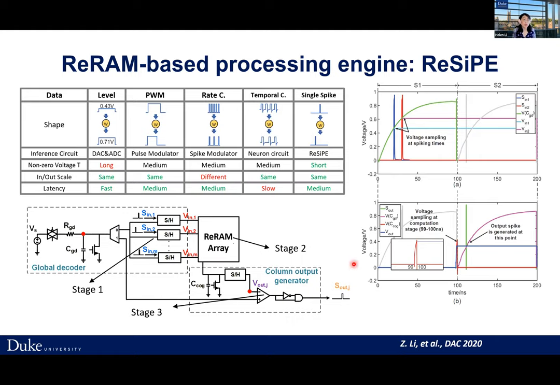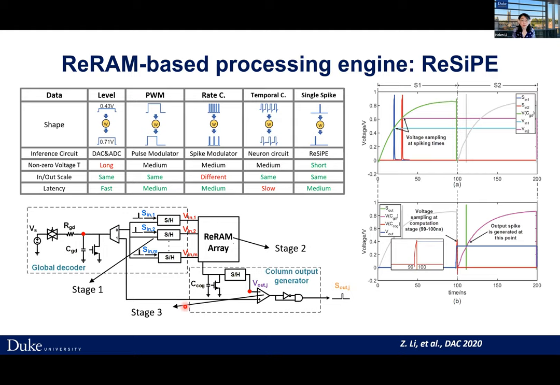versions. So the previous one is more like rate-coding based. We are also interested in temporal coding and also single spike coding. Single spike coding means using one spike and its temporal information to indicate the amplitude of the input signal and output signal, okay, to represent the data information.